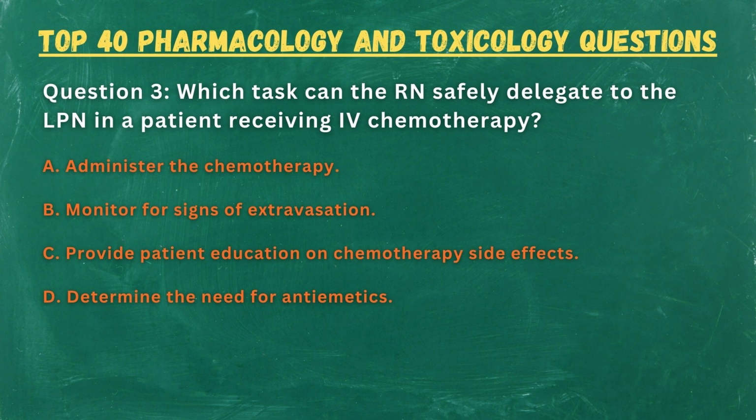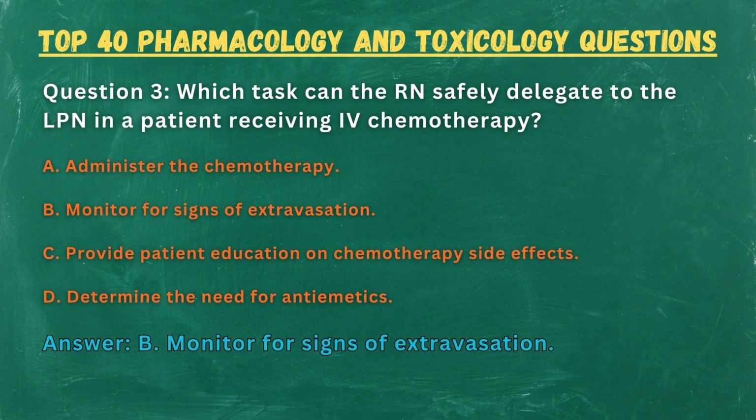Question 3. Which task can the RN safely delegate to the LPN in a patient receiving IV chemotherapy? A. Administer the chemotherapy. B. Monitor for signs of extravasation. C. Provide patient education on chemotherapy side effects. D. Determine the need for antiemetics. Answer: B. Monitor for signs of extravasation.